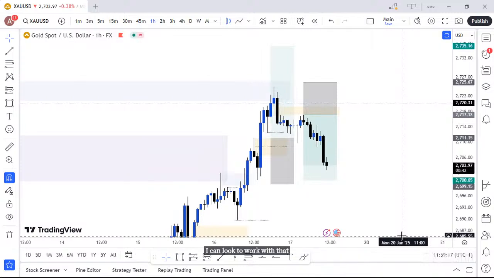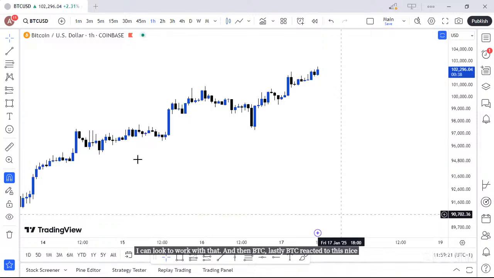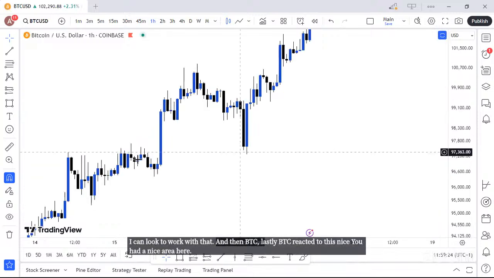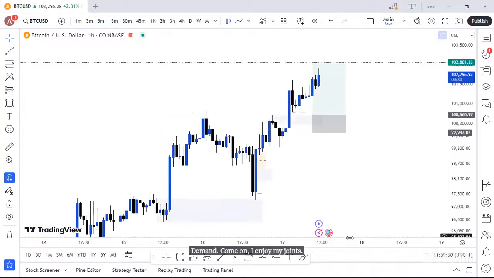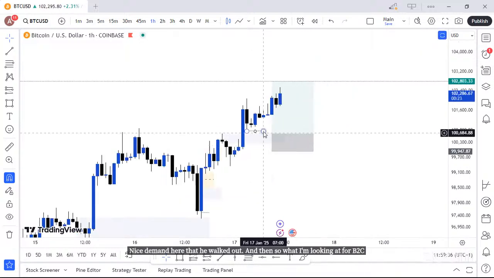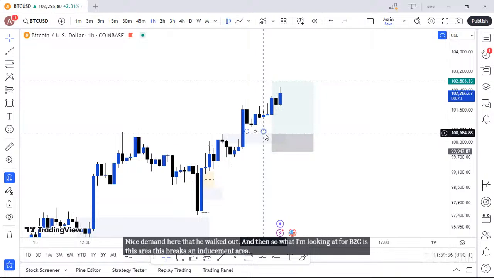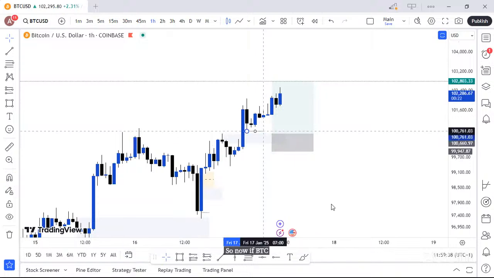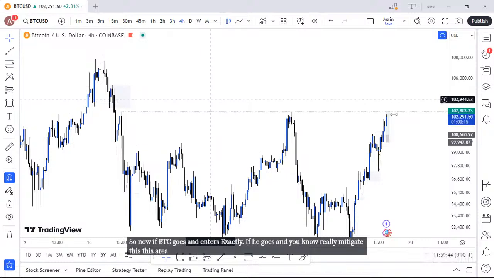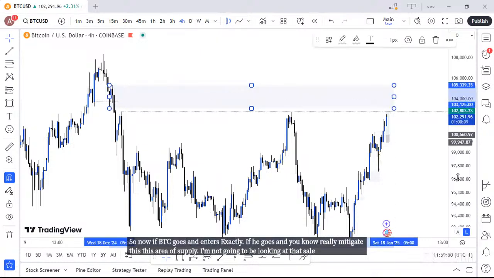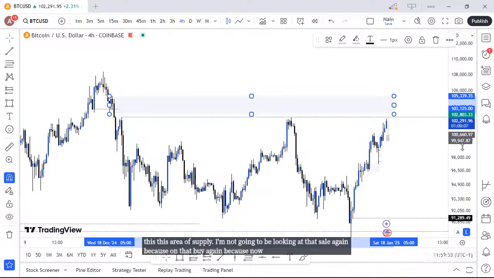And then BTC, lastly. BTC reacted to this nice area of demand here that worked out. And what I'm looking at for BTC is this breaker and inducement area. But now if BTC goes and really mitigates this area of supply, I'm not going to be looking at that buy again, because I feel like it may trouble my buy.